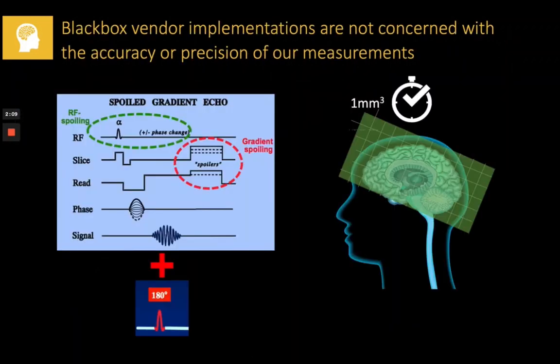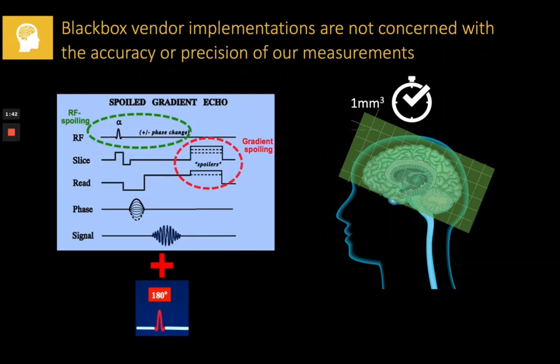And there is no reason for vendors to care about the accuracy or precision of our measurements when they're implementing their stock sequences. To take one of the simplest yet most famous structural imaging sequences as an example, MP2RAGE, you add an inversion pulse to a 3D spoiled gradient echo sequence and it gives you high resolution T1 weighted images with feasible scan durations.